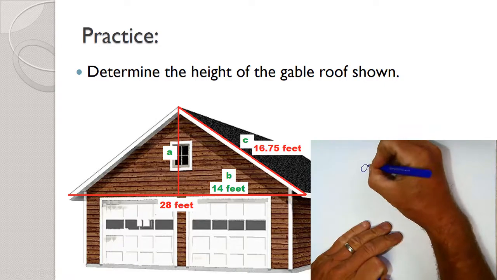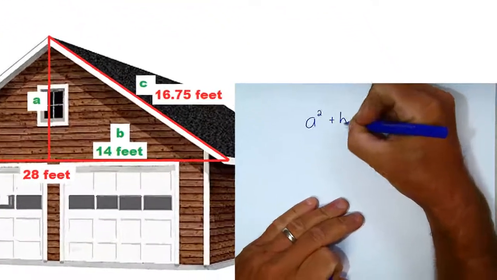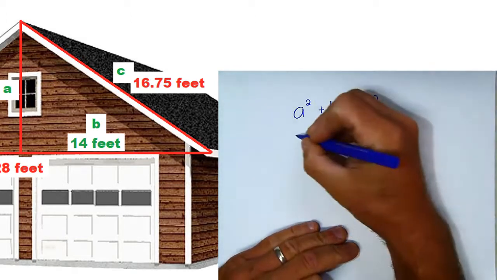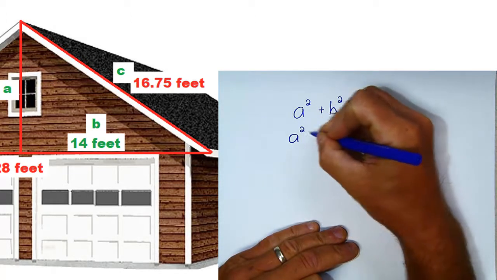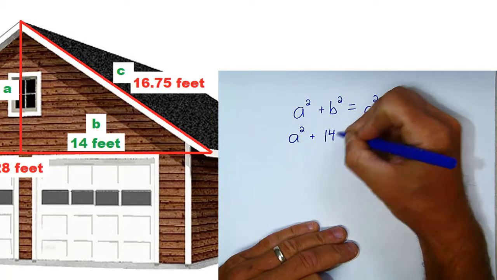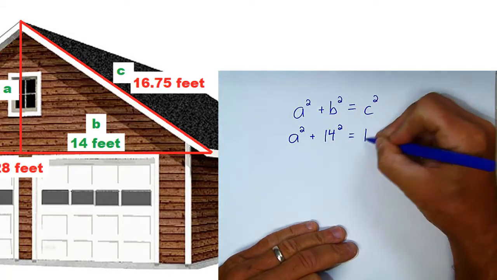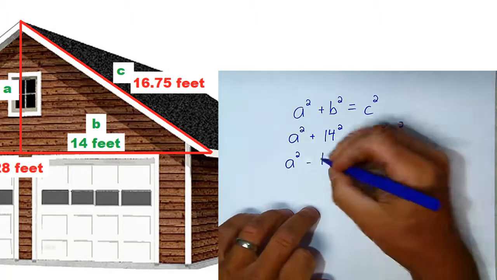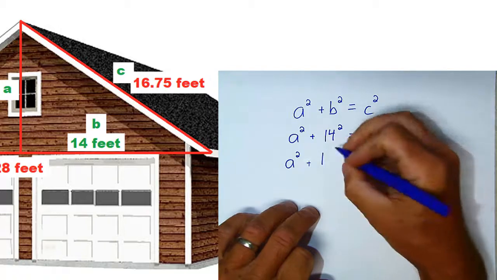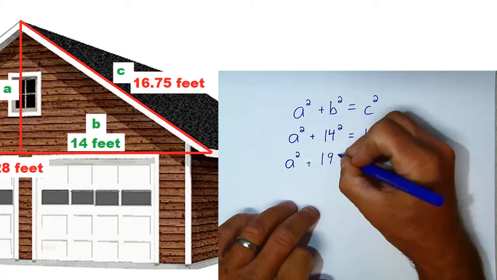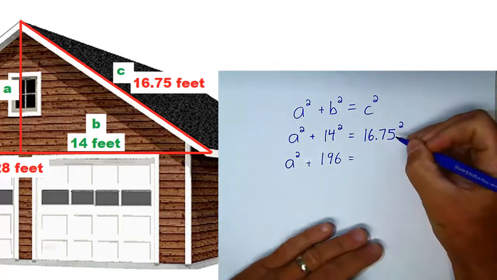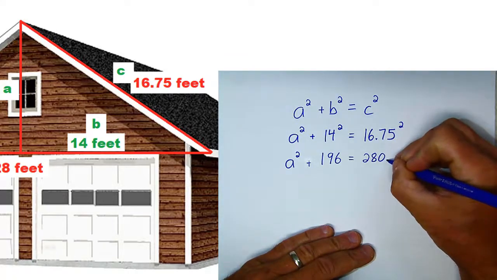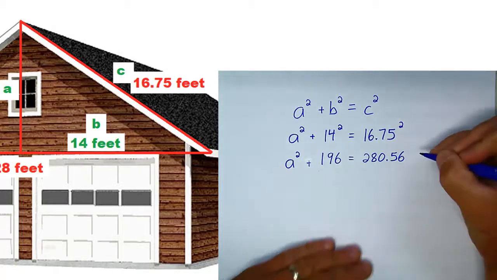Then here we go. A squared plus B squared is equal to C squared. Rolls right off the tongue. We don't know A in this case, so A squared plus our B value of 14 squared is going to equal our C value of 16.75 squared. So that means A squared plus 196 has to equal 16.75 squared, which is about 280.56. You can verify that on your calculator.